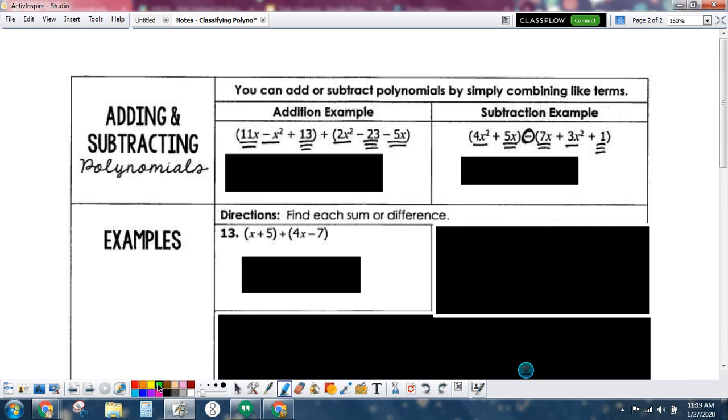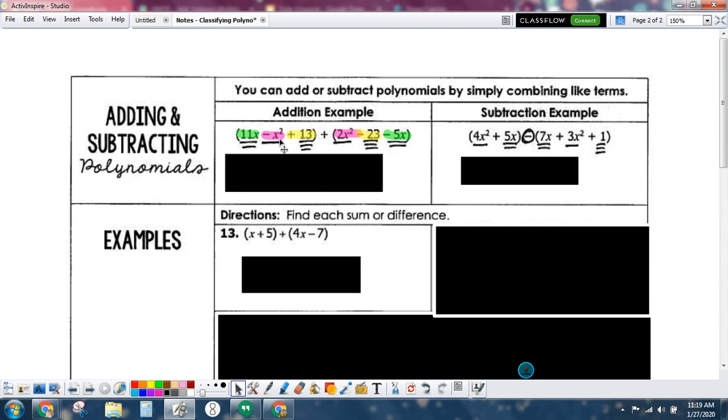So I'm going to highlight all of my x terms in green. I'm going to highlight all of my x squareds in pink. And then I'm going to highlight all of my just numbers, my constants, in yellow. So now I can go ahead and combine those. I'm going to combine all of these.